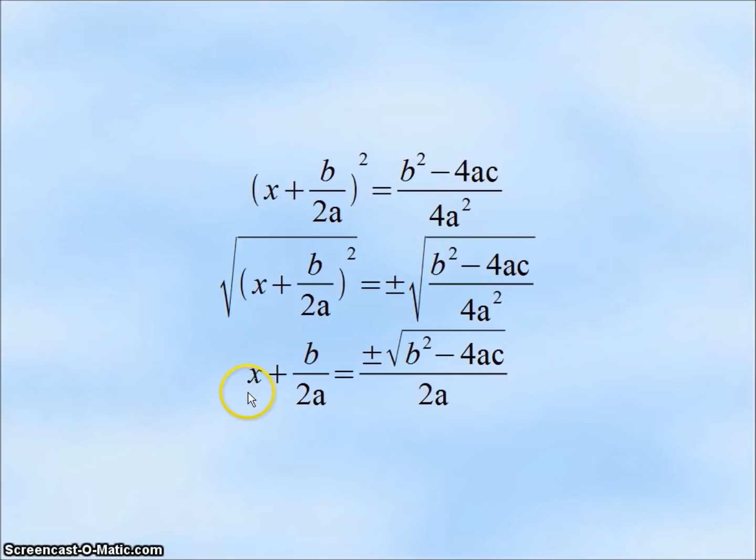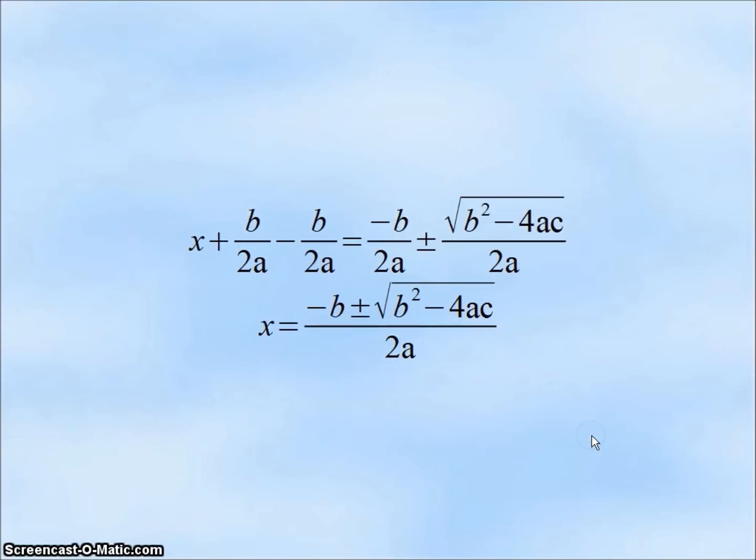Now we're almost there. Just need to get rid of this bit here. So, subtract it. It'll go to 0. Remember, we must do the same thing to both sides. Basically just rewriting that. And now combining so we have everything over one denominator. And voila, there is our formula.